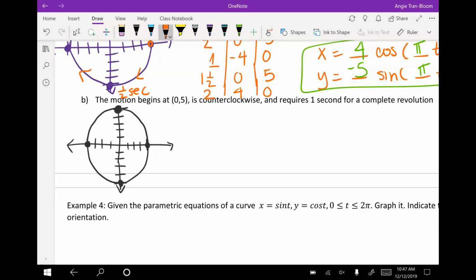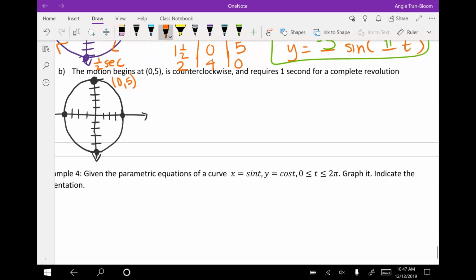So today, we're not starting at 4, 0. We are starting at the very top, 0, 5. Yesterday, the question was, is x always cosine? And the answer is no. And would you agree, how long for this particular object to finish a full revolution? 1 second. Okay.